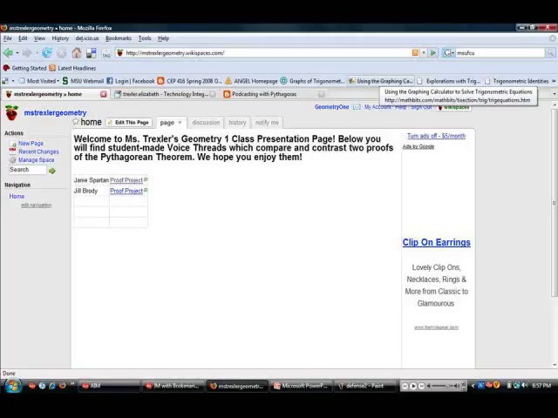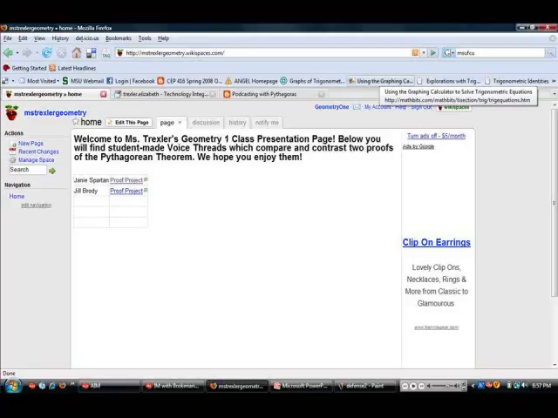Here is my class wiki space, where students will upload their projects once they are finished. As you can see, the two sample student projects have already been uploaded here. This space allows an easily accessible link to each student's project, so that their peers, as well as their parents, can view what they have done.